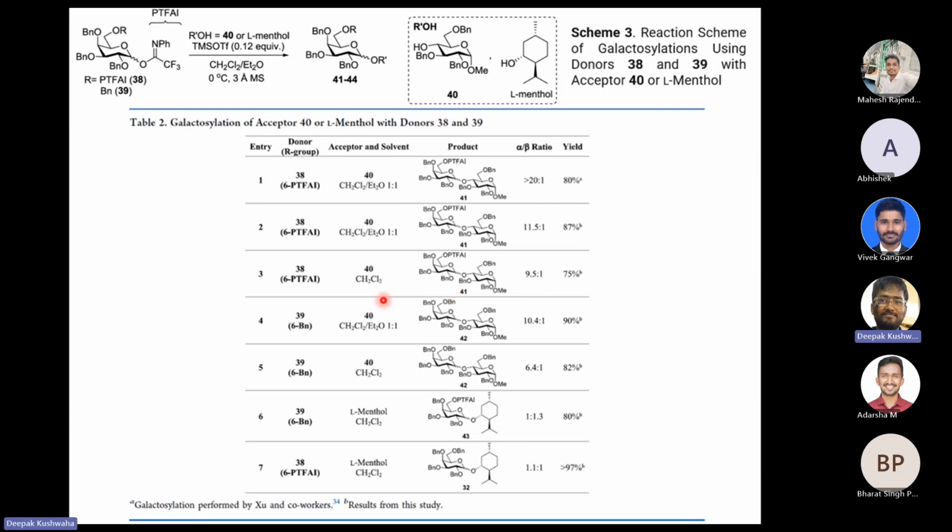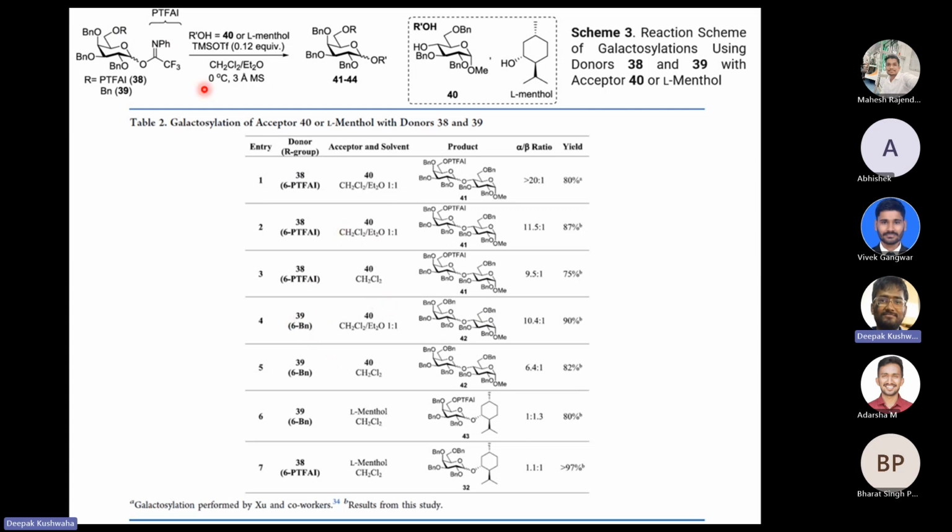So when there is the PTFA, this modified trifluoroacetimidate protecting group at the C6 position, and in all these cases they are using this sugar acceptor, they are getting a better alpha to beta selectivity ratio. But similarly, they have tried.